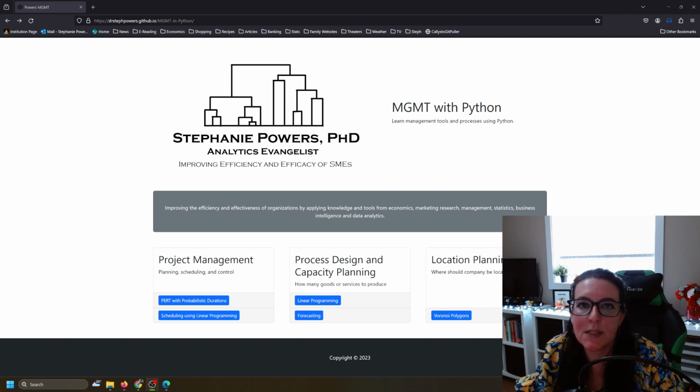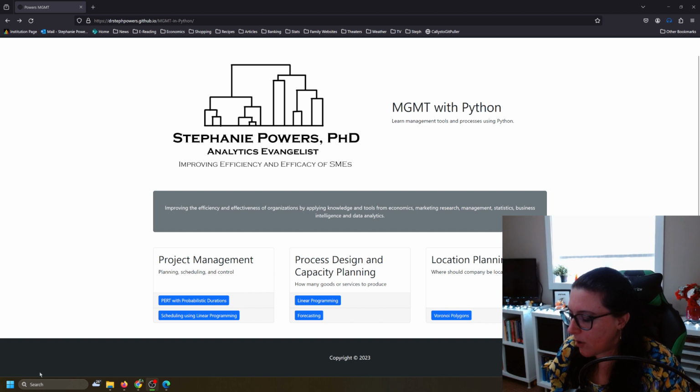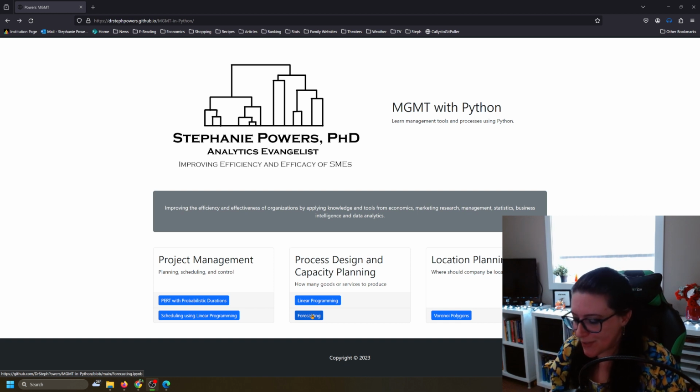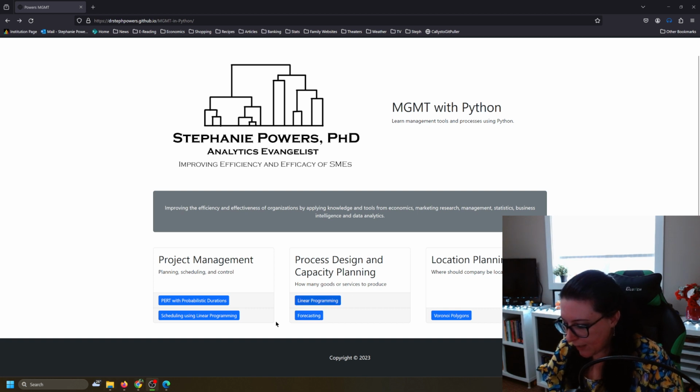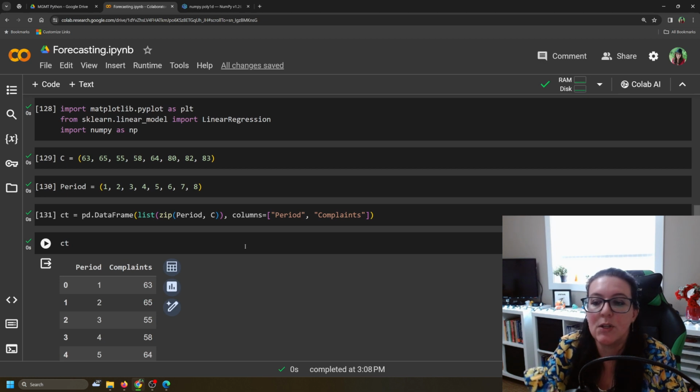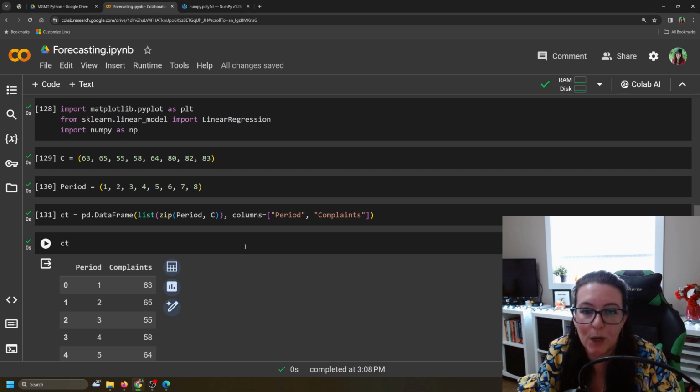So if you're working alongside us in Python, you can go to drstephpowers.github.io/management in Python. Click on the forecasting button here. It'll take you to GitHub, open in Google Colab, sign into your Google account, and save a copy so that you can edit it yourself. So we click here on forecasting. Ultimately, you end up inside this Python workbook.